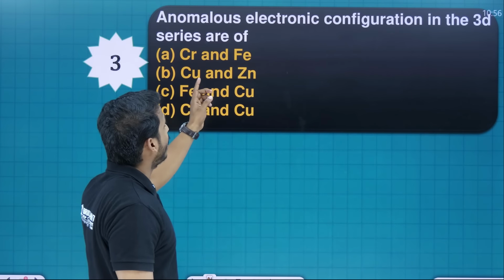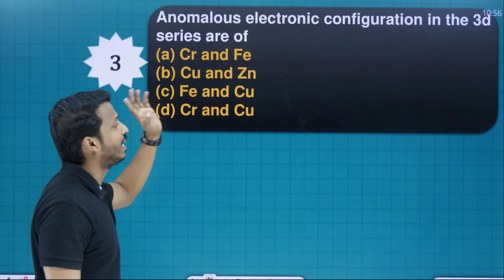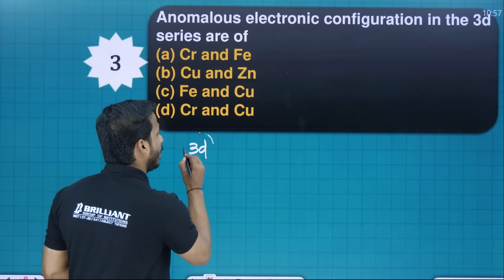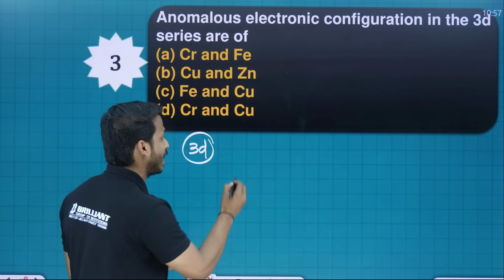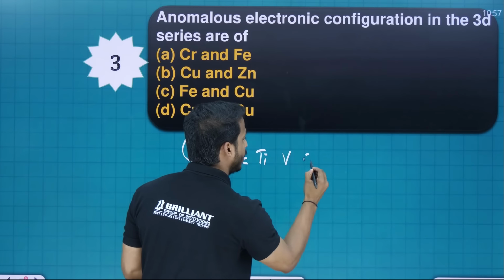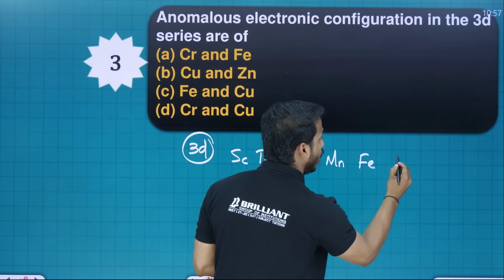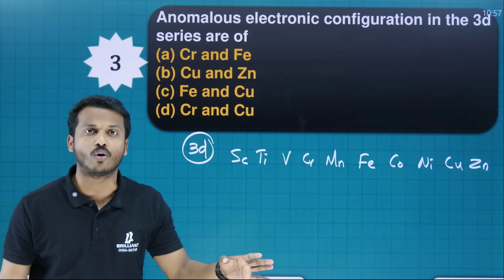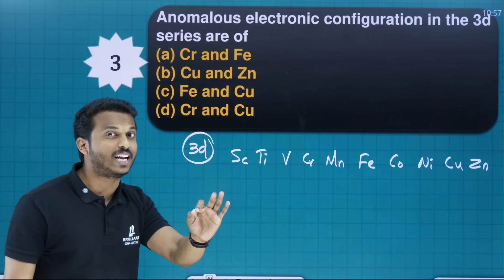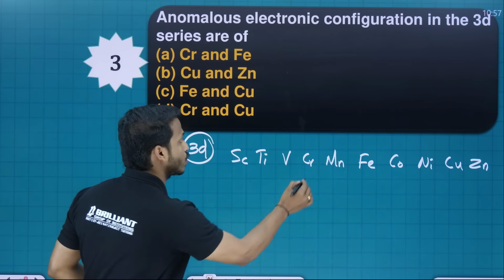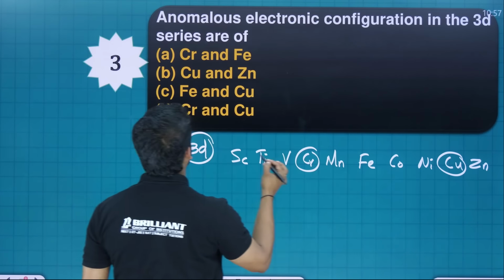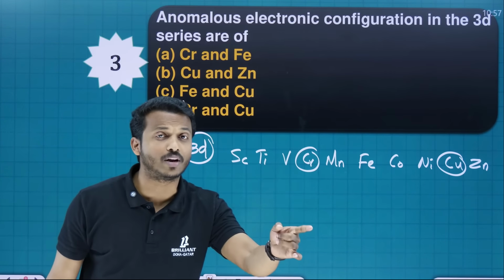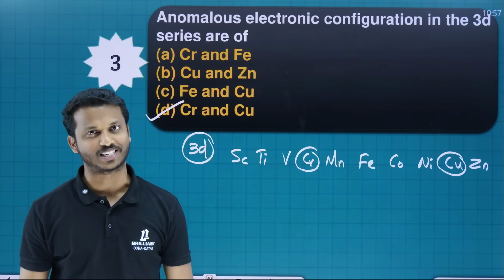Question number 3, anomalous electronic configuration in the 3D series. What is the 3D series? Remember, mostly they ask questions based on the 3D series. What are the 3D series elements? Scandium, titanium, vanadium, chromium, manganese, iron, cobalt, nickel, copper, zinc. It is compulsory to know them. All right. So in the 3D series, the special anomalous configuration is for chromium and copper, because chromium is half-filled stabilized and copper is fully-filled stabilized.